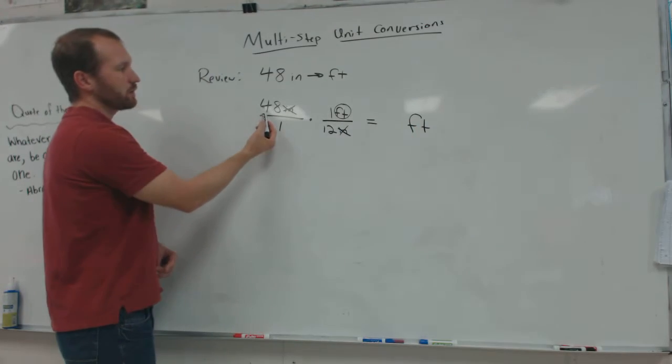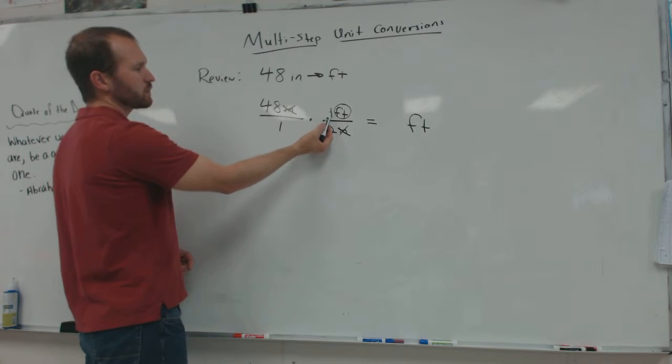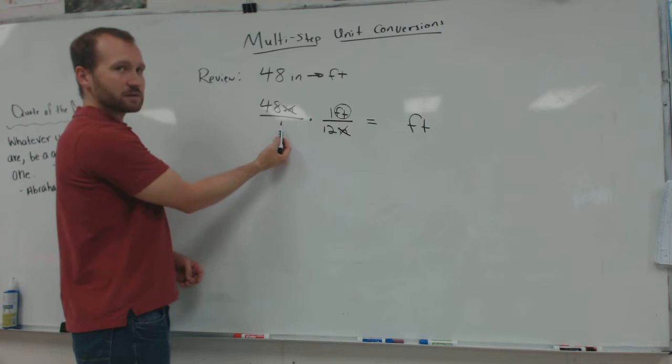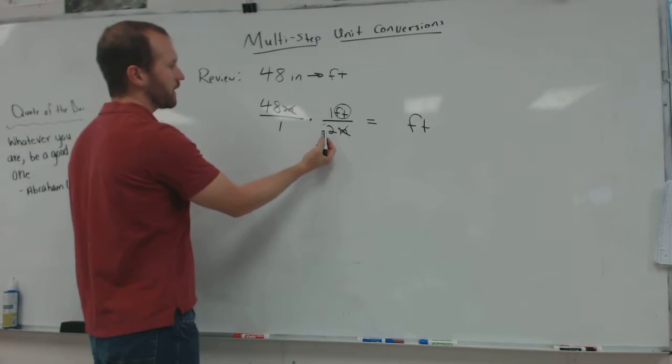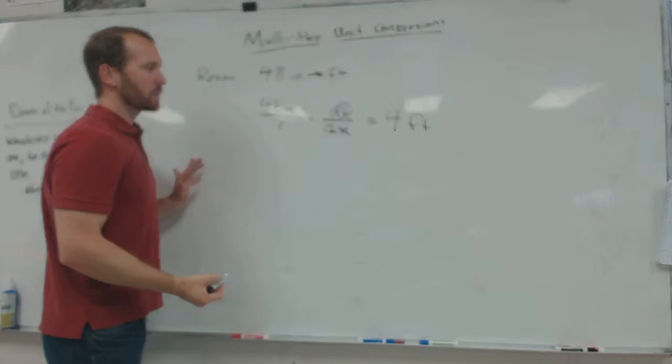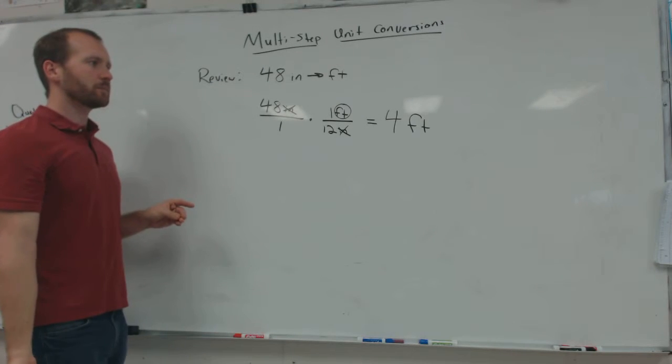And I just have to do 48 times 1, which is still 48, divided by 1, which is still 48, divided by 12, which is 4. So my answer is 4 feet.